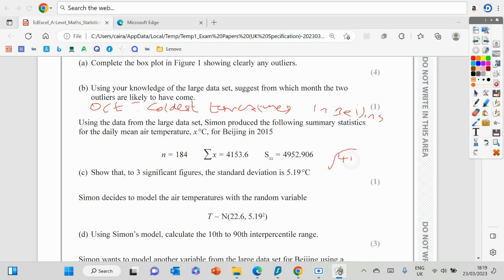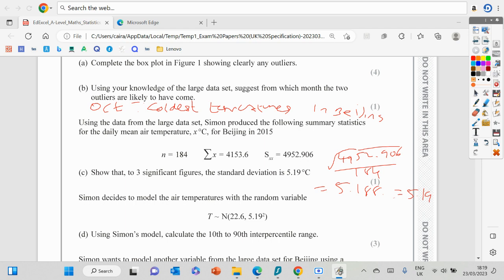So we need to do the root of 4952.906 over n, which is 184. We'll do the square root of that. And funnily enough, that gives you 5.188. So to three significant figures would be 5.19. That's required.